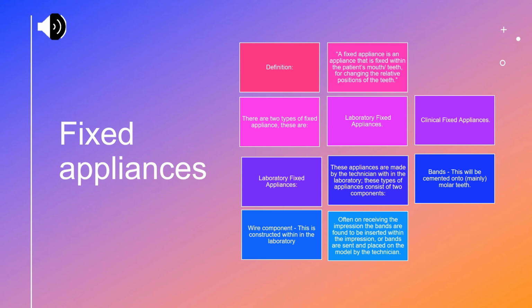Fixed appliances would be carried out within a clinical setting by the orthodontist. This essentially means the patient would not be able to take it out and would have to have regular visits to have them adjusted and maintained. There are 2 different types or options available to us. One is the clinical type of fixed appliances, and the second is the laboratory type of fixed appliances.